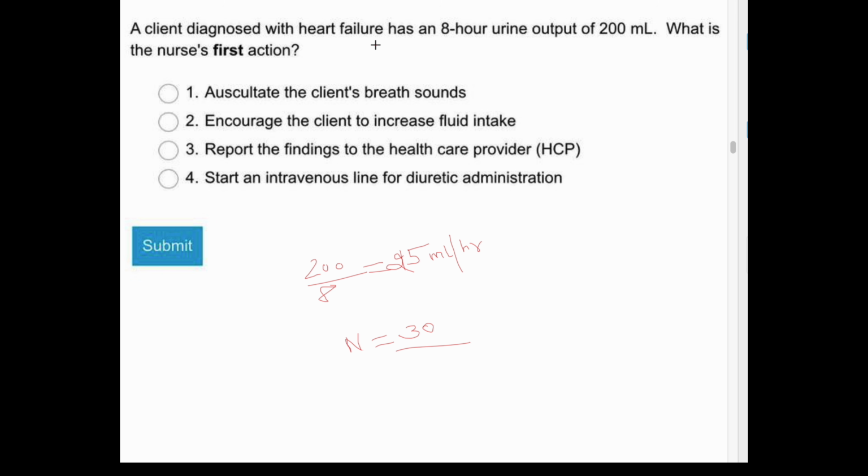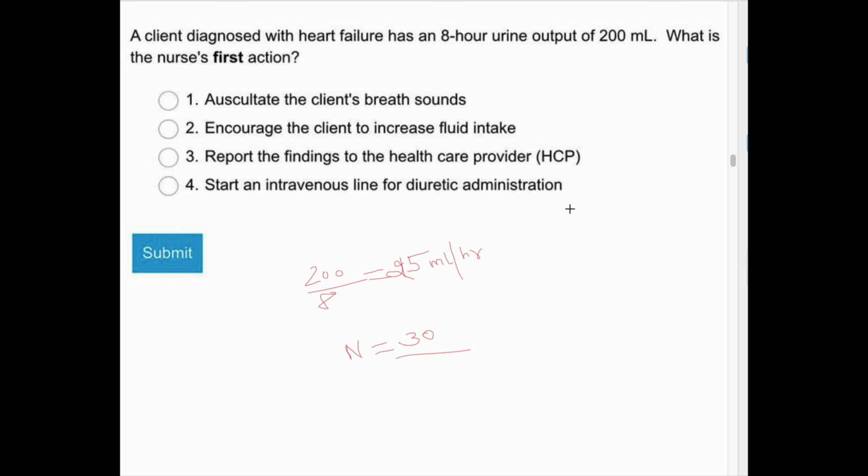A client diagnosed with heart failure has an 8-hour urine output of 200 ml. What is the nurse's first action? I would recommend you pause this video right now and try to answer it yourself before we go through the options. Before even looking at the choices, let's understand what the question is really telling us.